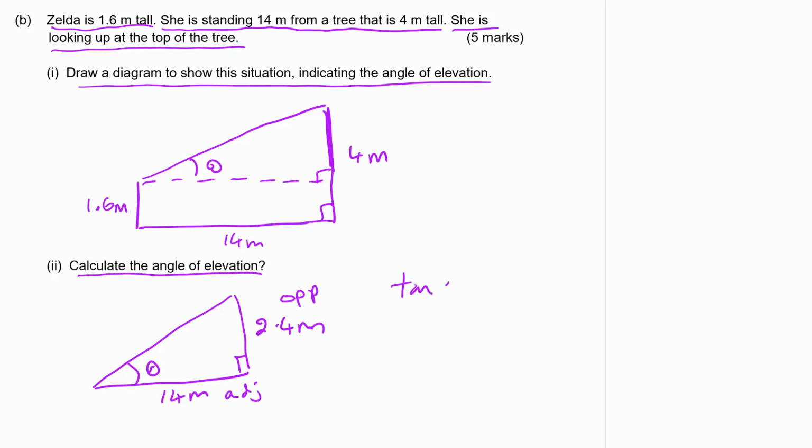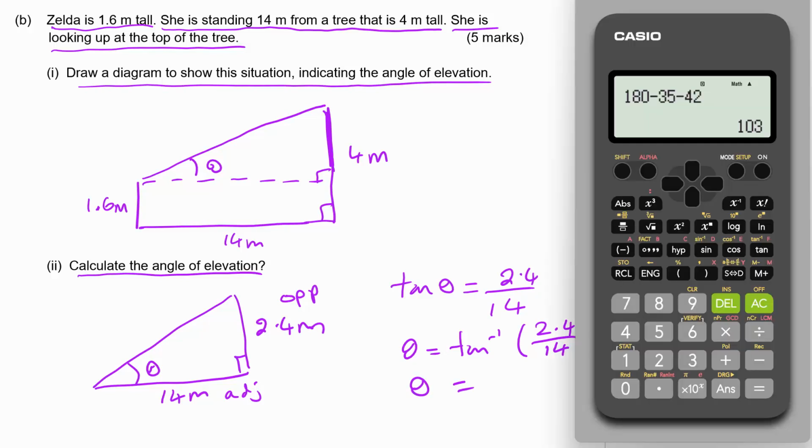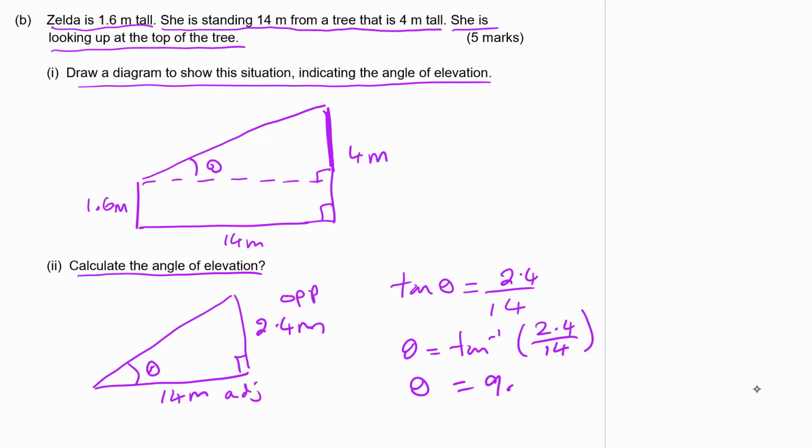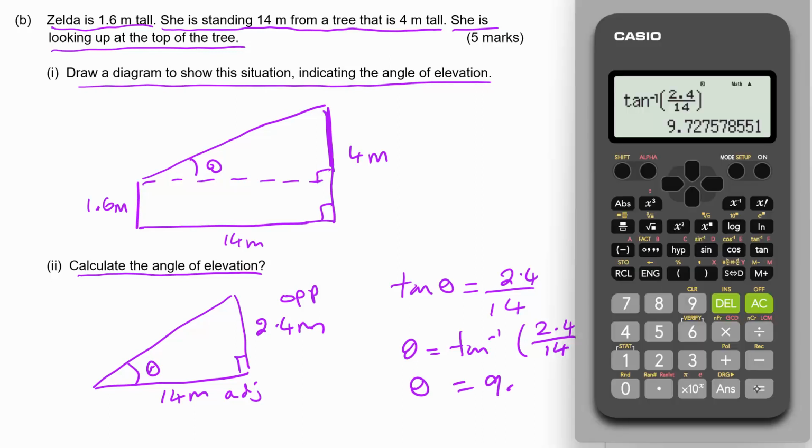The tangent of our angle is equal to the opposite divided by the adjacent. So theta is the inverse tangent of 2.4 divided by 14. So we have got the inverse tangent of 2.4 divided by 14. And that gives me 9.73 degrees.